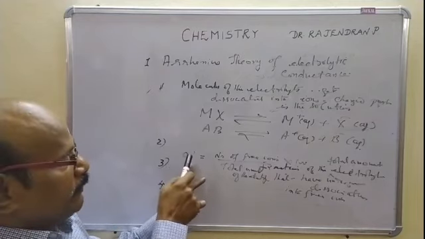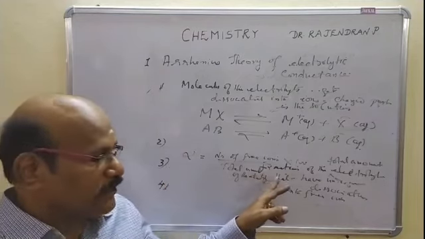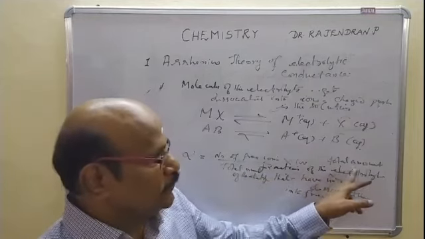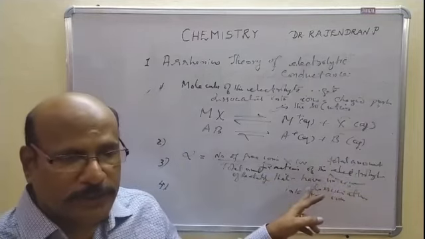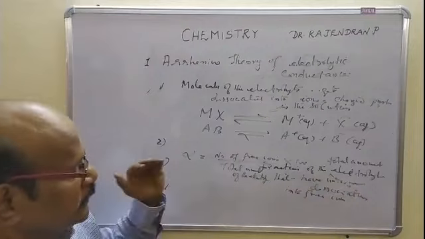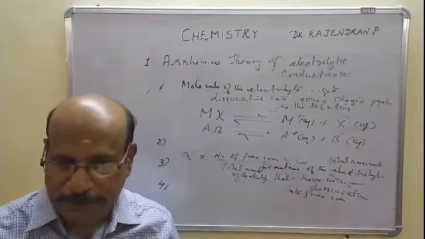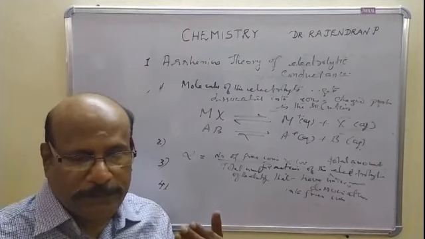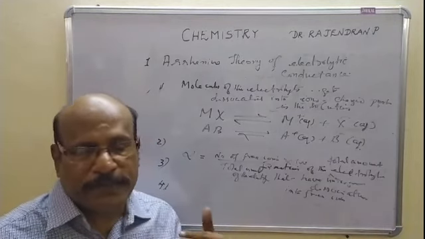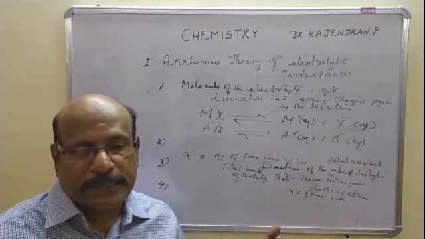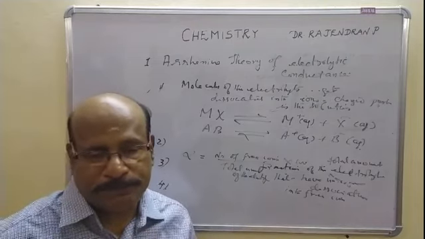In terms of the parameter called alpha, that's the degree of dissociation, which is defined as the fraction of the total amount of the electrolyte that has undergone dissociation to free ions. That is, the number of free ions divided by the total number of the electrolyte, which is always a quantity less than 1. So depending on this number of free ions, an electrolyte has a conducting power.